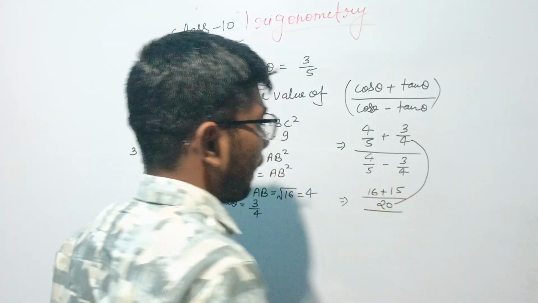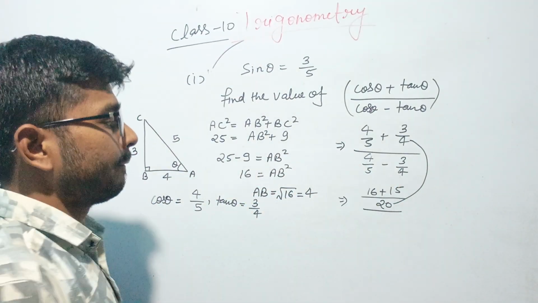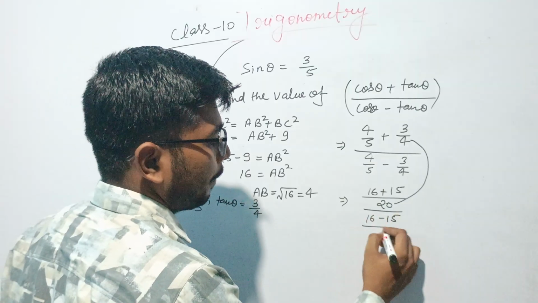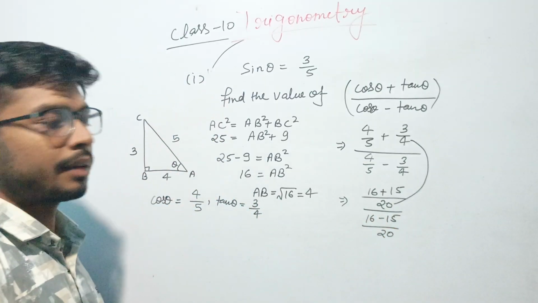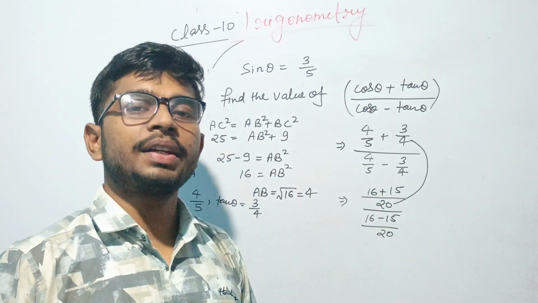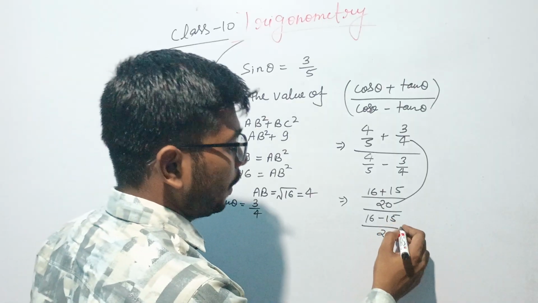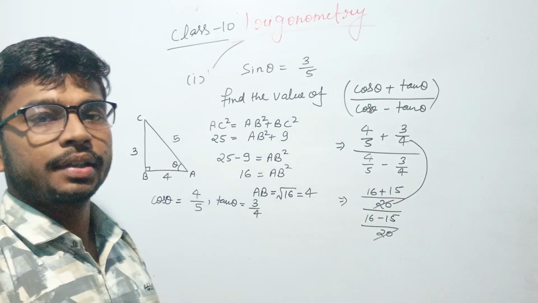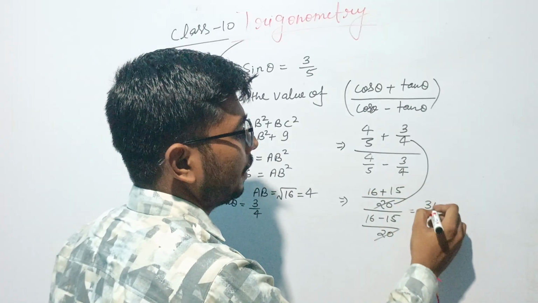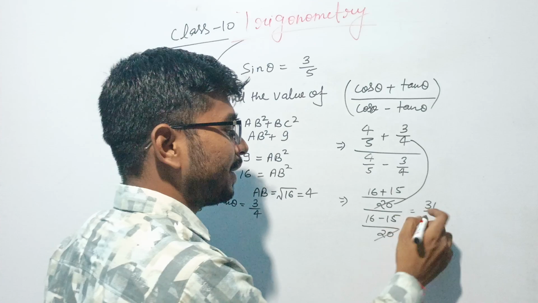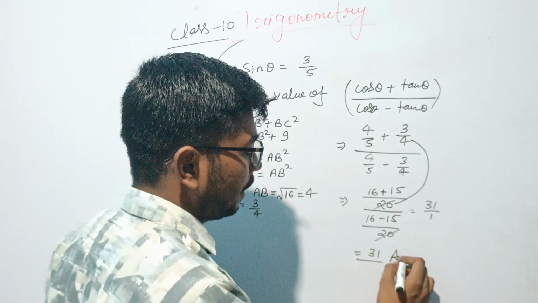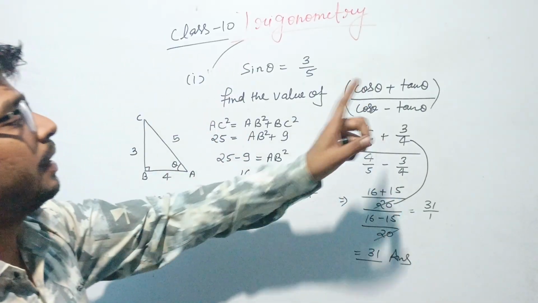Upon 20, so the same thing we will get in the denominator, just with a minus sign, so 16 minus 15 upon 20, right? 16 plus 15 is 31. The 20 and 20 we can cancel. So 16 plus 15 is 31 upon 16 minus 15, which is just 1. So the overall value is 31. So 31 is our answer.